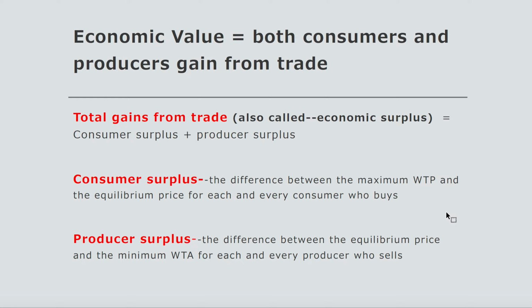Producer surplus, then, is the difference between the market price or equilibrium price and the minimum willingness to accept for each and every producer who sells. Only those who sell. Now you would say, okay, I'm selling at a price of 6, but some of the folks were willing to sell quite a bit lower than 6, so they gain because the market price is above their minimum willingness to accept.